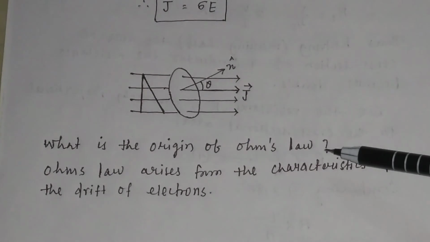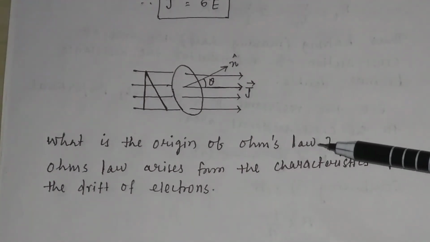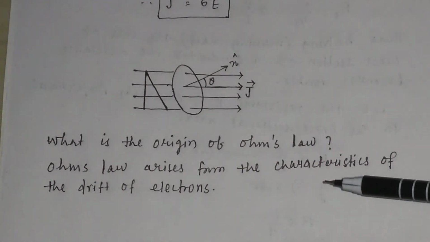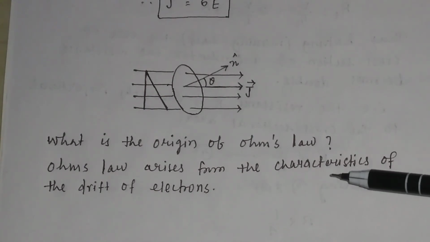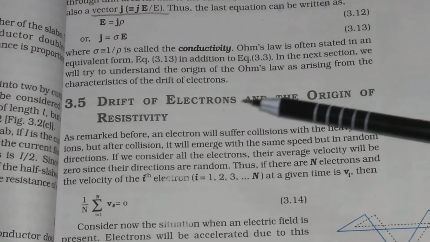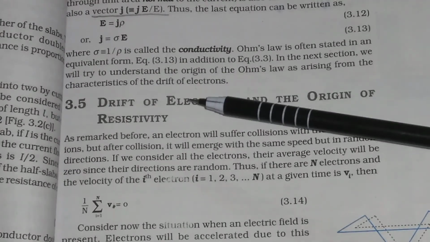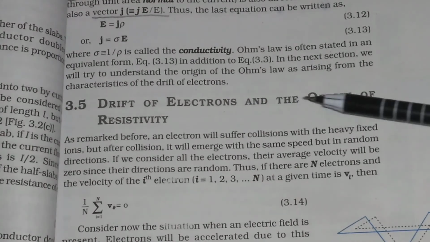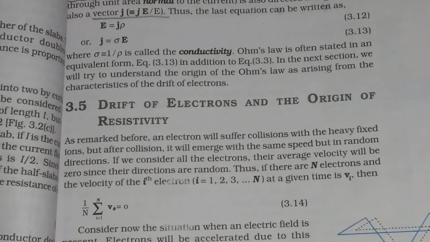What is the origin of Ohm's law? Ohm's law arises from the characteristics of drifting of electrons, or drift of electrons. So in the next class we will discuss the drift of electrons and the origin of resistivity. Thank you.